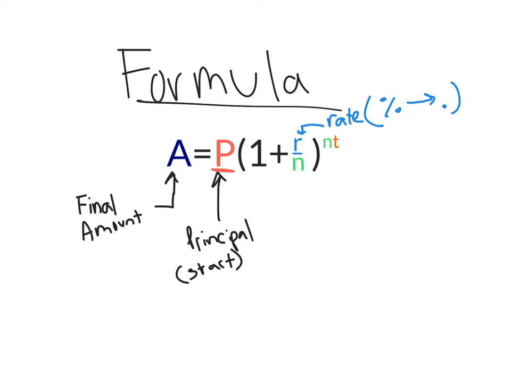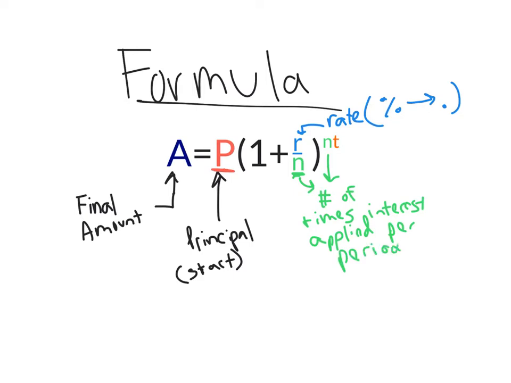As you can see, there are two n's, and it's the same thing. So whatever you put in for n in this denominator, you'd also put in your exponent. And what n stands for is the number of times interest is applied per period. So some accounts might accrue interest quarterly, some might do it daily. So depending on what is given to you in the problem, you'll have to put in a certain number for n, which we'll go over in the next slide.